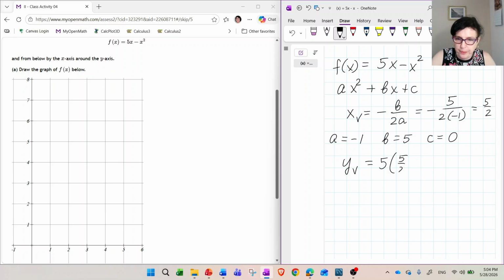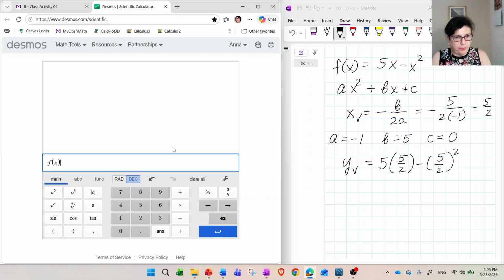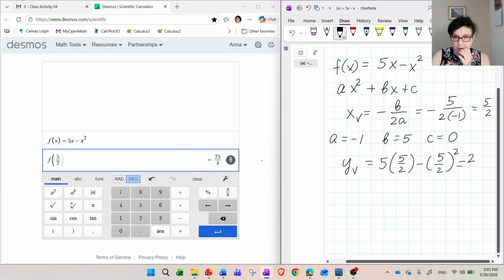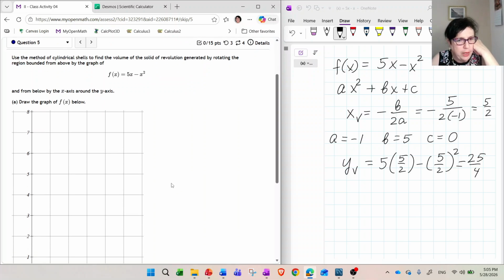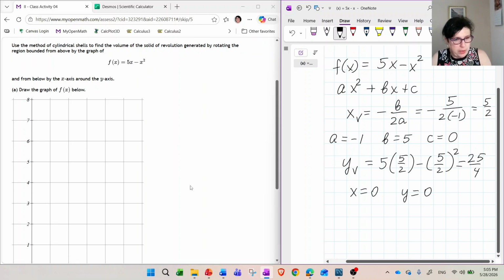I don't think it's going to be that hard, but I will use the Desmos calculator to do it. So we've got 5x minus x squared, and we want to know what it is at 5/2. We got 25/4 here. Okay, so let's see if we can graph it. In order to graph it, you also need one more point. For example, when x equals 0, then y is also going to be 0. So we've got our 2 points.